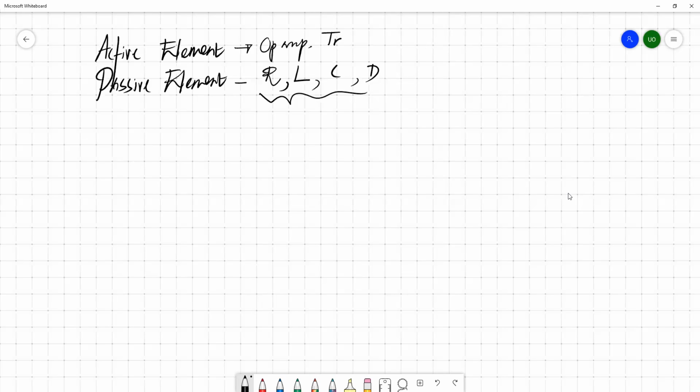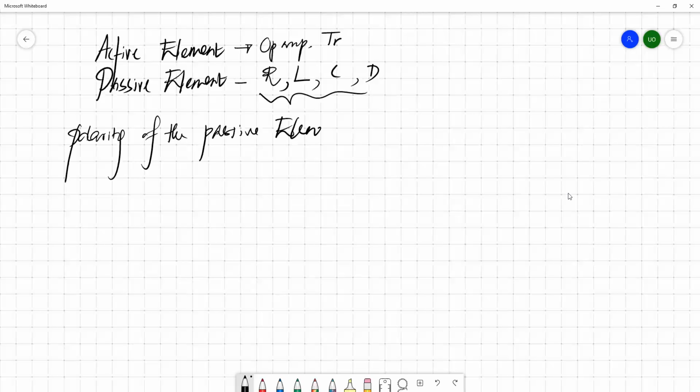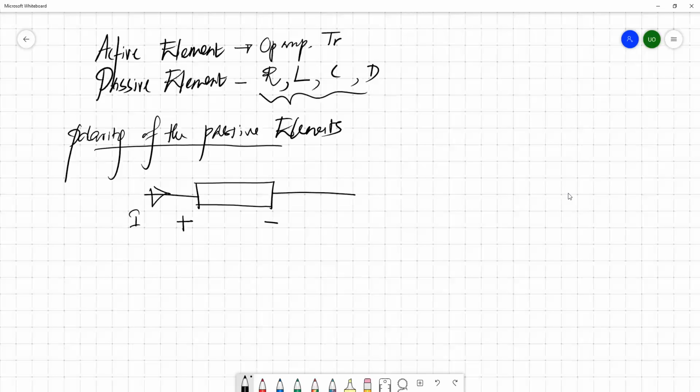Then, if you want to indicate the polarity of the passive elements, this is the way. Let's assume this is your passive element, and this is the direction of current. All the time, this current simply enters through the positive terminal and leaves from the negative terminal. So this is the voltage drop across this passive element.